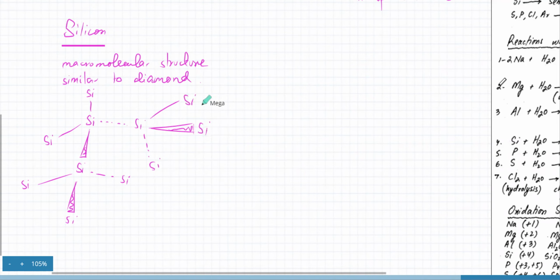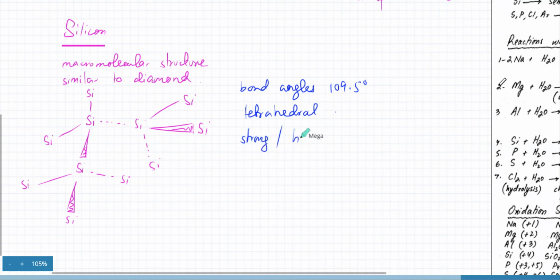So there are going to be lots and lots of bonds. You might be asked to draw this. The bond angles are going to be 109.5, and it's a tetrahedral structure.